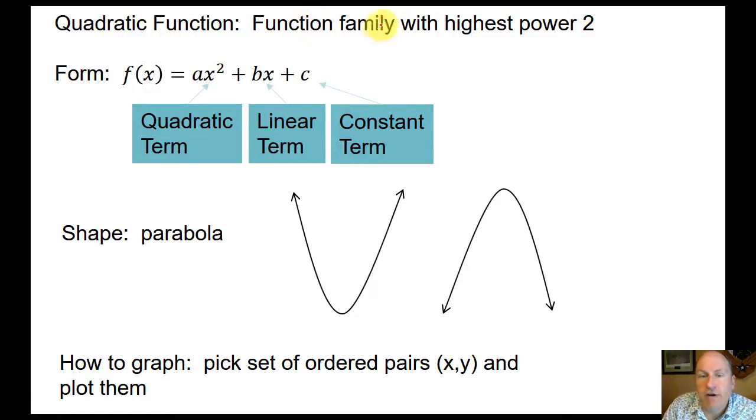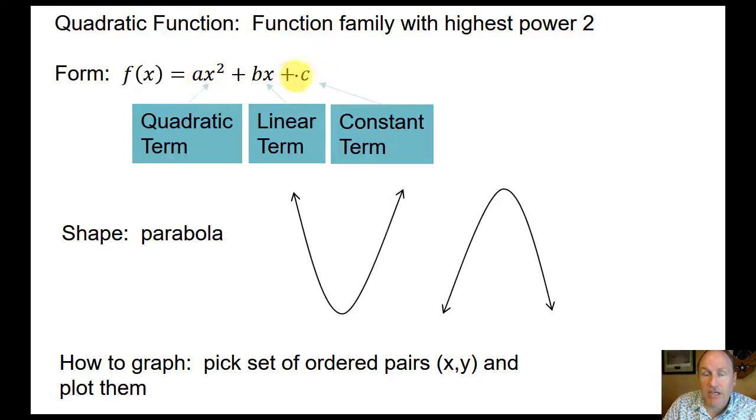The quadratic family of functions is a group that has highest power of 2. In other words, the term in it that has the highest degree is a second degree term. They come in the form f of x equals a times x squared plus bx plus c. That first second degree term is called the quadratic term. The middle term, the bx term, is the linear term. That's a first degree term. And finally, the 0th degree term is the constant term.